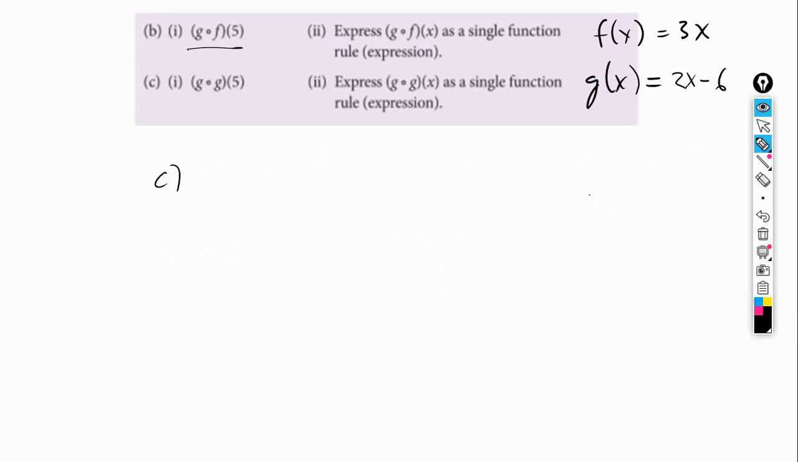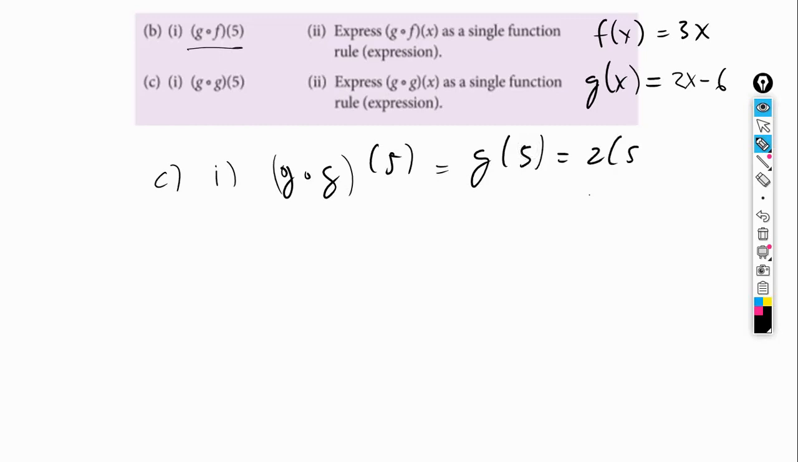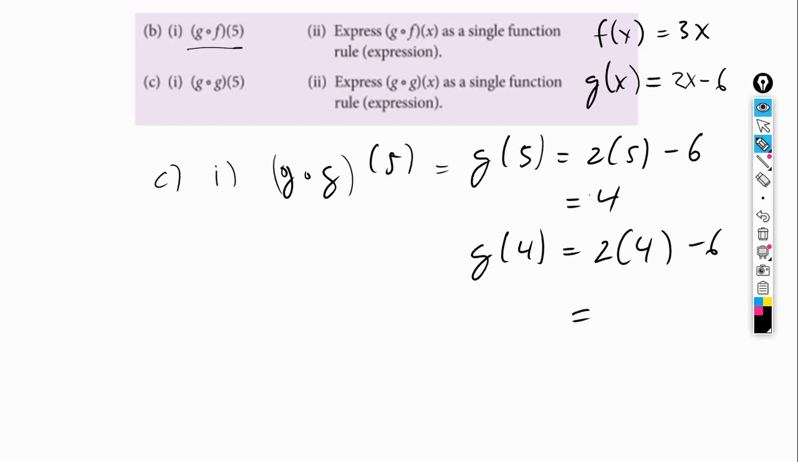And notice that for number 1, it says, what is g of g of 5? So that implies plugging 5 in g of x, and then whatever we get from that, plug it again into g of x. So g of 5 is equal to 2 times 5 minus 6, and this is going to equal 4. So what's g of 4? g of 4 is going to be 2 times 4 minus 6, and this is going to equal 2.